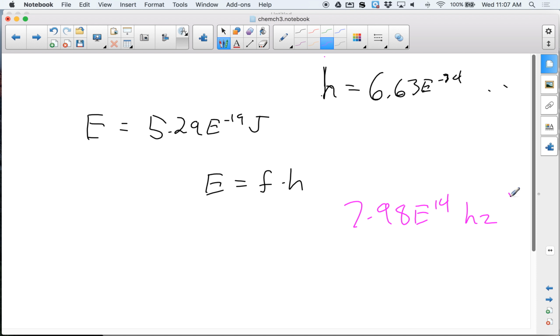So, to calculate this, we put this in for the energy, and then to find the frequency, we have to divide by Planck's constant, and we get 7.